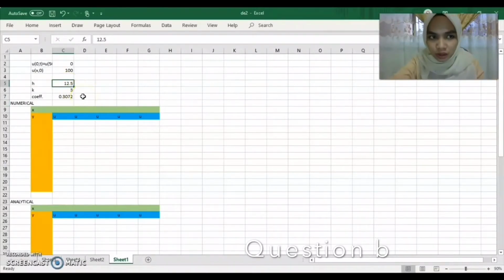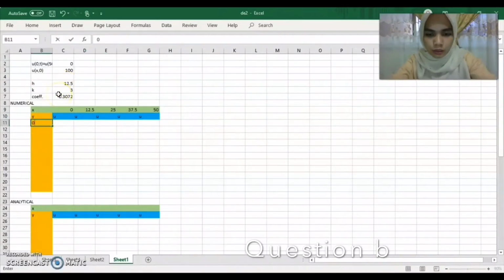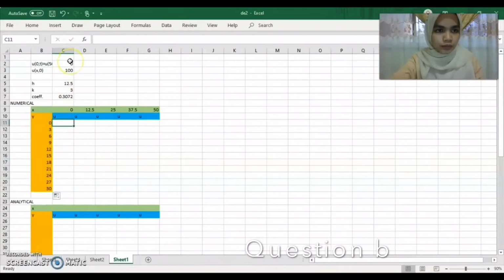Actually, we can decide the values of h and k as we want, but the smaller the size of h and k, the more accurate the answer we can get. The boundary and initial conditions are given. At x equal to 0 and x equal to 50, the value is 0.